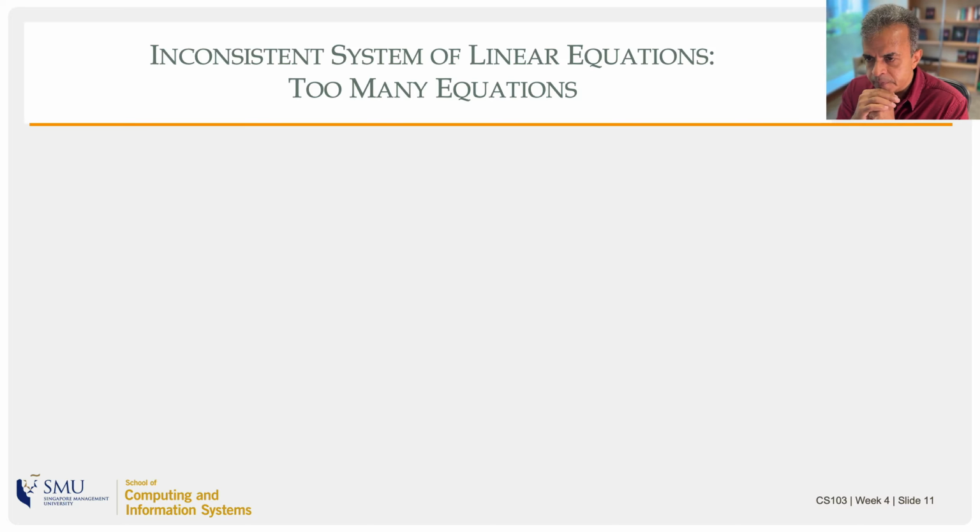So it was consistent, though not independent. So the solution was a single point because there were really only 2 equations. The third one was derived from the other 2. But if the last one is not derived from the other equations, then let's see what happens.